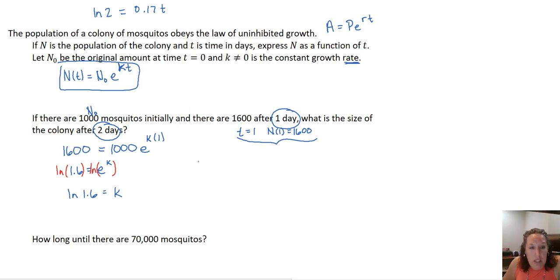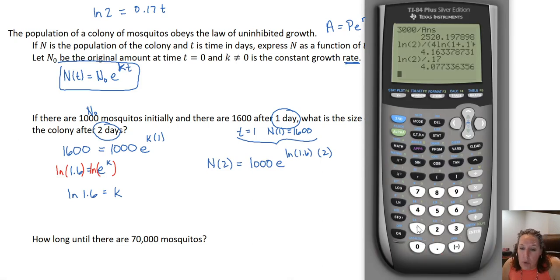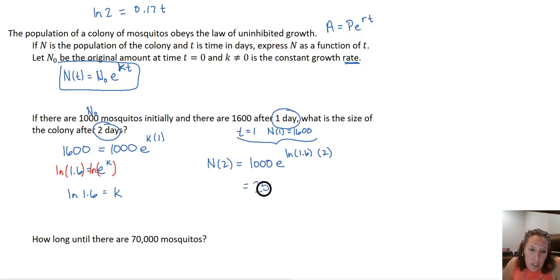And so if we plug that back in, we can find how much is going to be left after 2 days. So n of 2 is going to be, we're still started with 1,000. Our k value is the natural log of 1.6, and now we're looking at 2 days. And so if we plug in 1,000 times e to the natural log of 1.6 times 2 days gives us 2,560 mosquitoes.